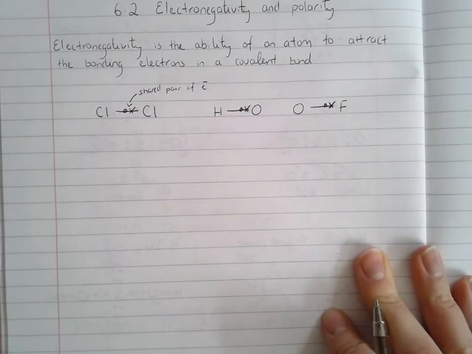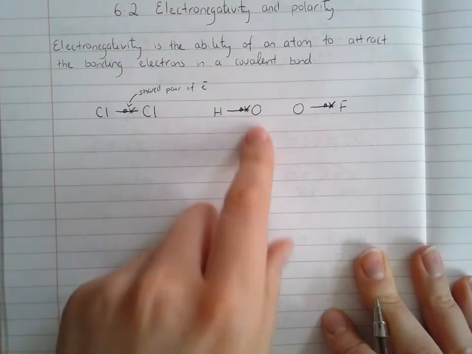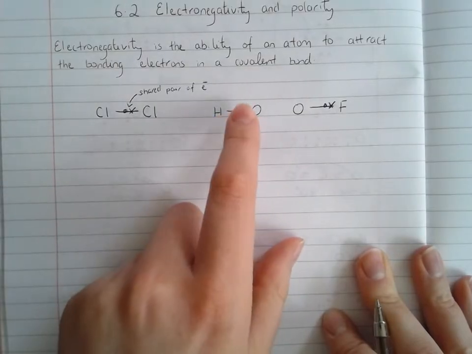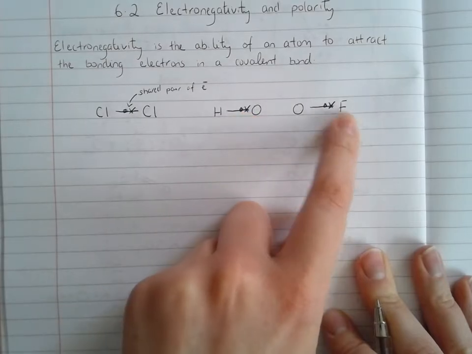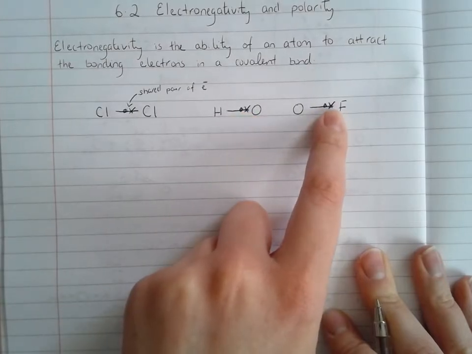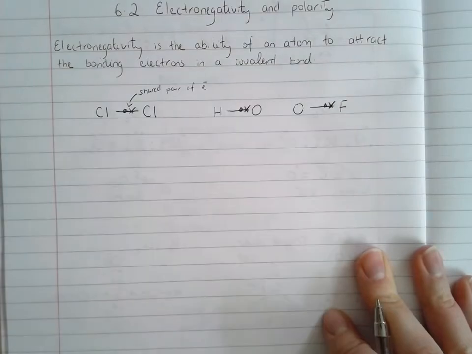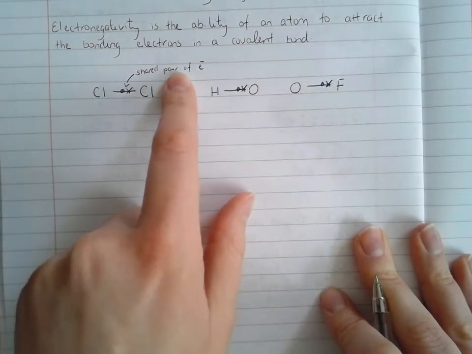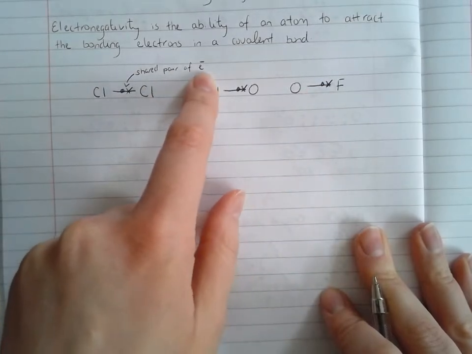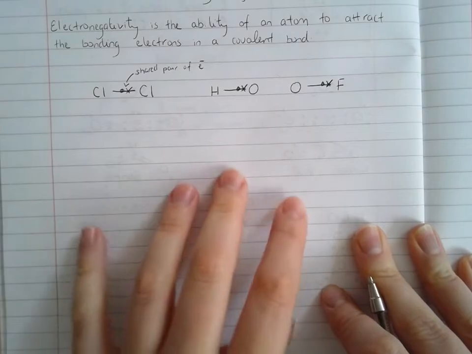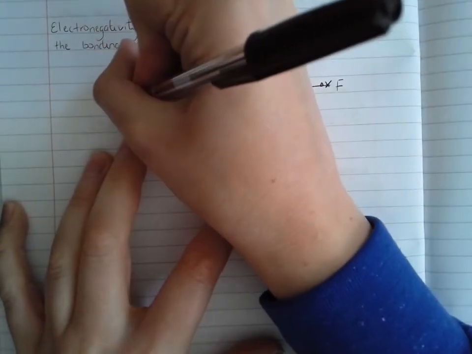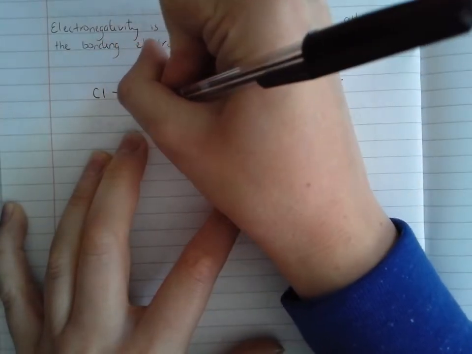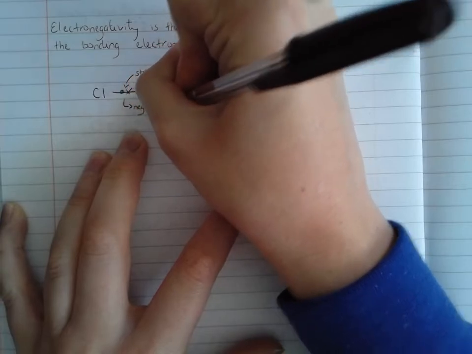So what is it that makes an atom electronegative? Why does oxygen have a greater pull than hydrogen, but fluorine have a greater pull than oxygen? Why is fluorine more electronegative than oxygen? To look at this, we need to consider what a shared pair of electrons actually is. We know that electrons have a negative charge, so those pair of electrons are negatively charged.